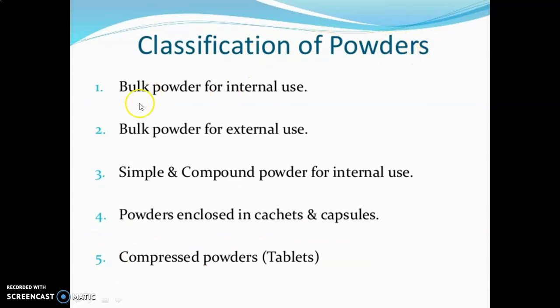Classification of powders. There are a total of 5 types of powders. First, bulk powder for internal use. Second, bulk powder for external use. Third, simple and compound powder for internal use. Fourth, powders enclosed in cachets and capsules. Fifth, compressed powders, that is, compressed tablets and tablet triturates.